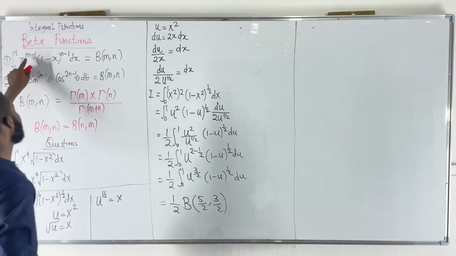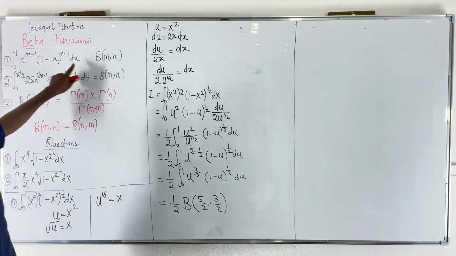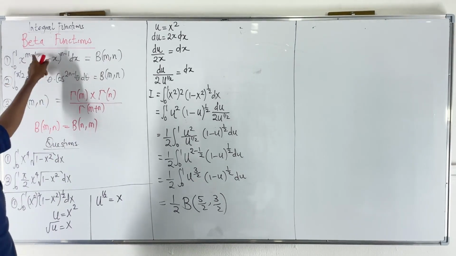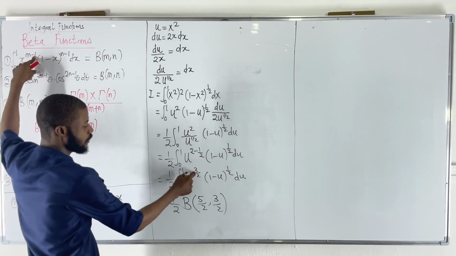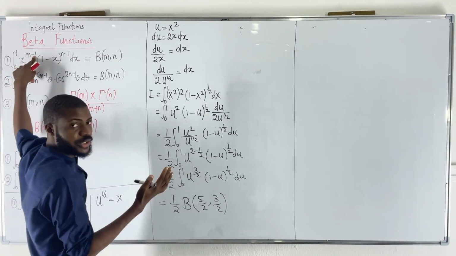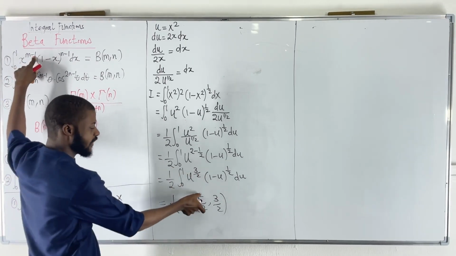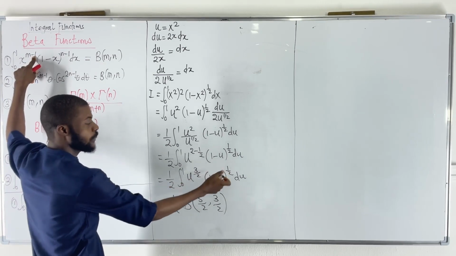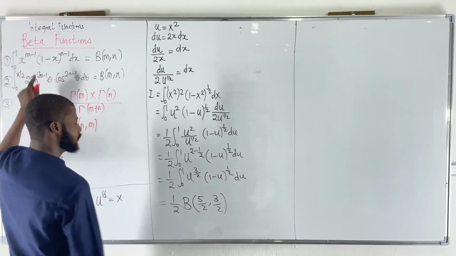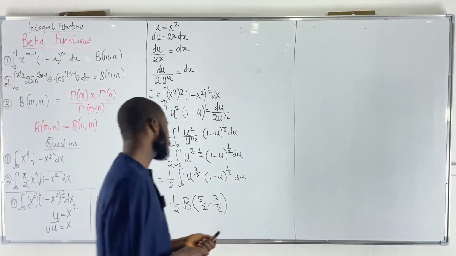Remember that from the standard form, if this is m minus 1, to get the value of m, you need to add 1. So if this is 3 over 2, when you add 1 to 3 over 2, you can work it out. 3 over 2 plus 1 will give you 5 over 2. Then 1 over 2 plus 1 will give you 3 over 2. That was how I got that.